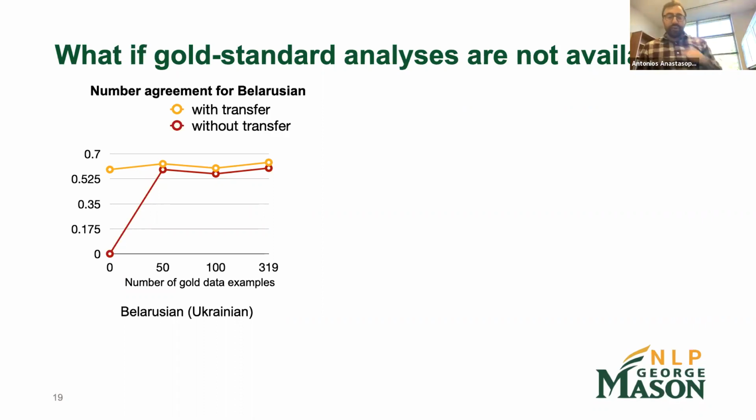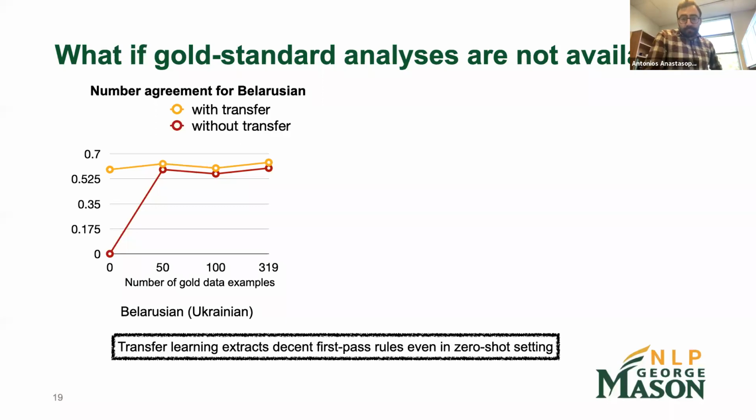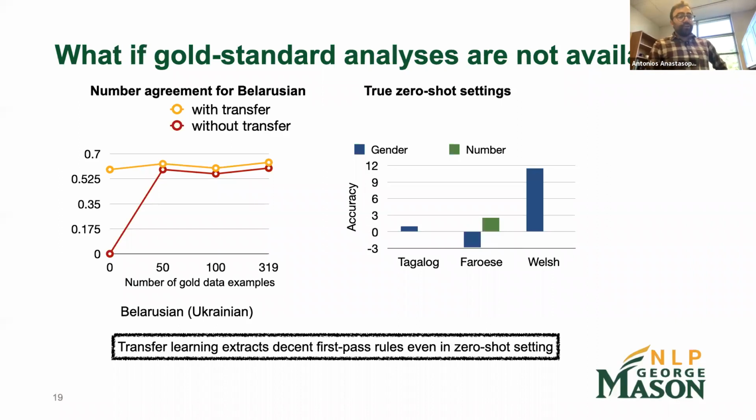And then when we add more data, we get a little better. So basically, using transfer learning for your parsers can actually help create meaningful trees, and that still allows us to extract decent first pass rules, even in a zero-shot setting. And then we also did some true zero-shot settings, looking at languages that don't have a training treebank on UD. So these are languages like Tagalog and Faroese and Welsh.